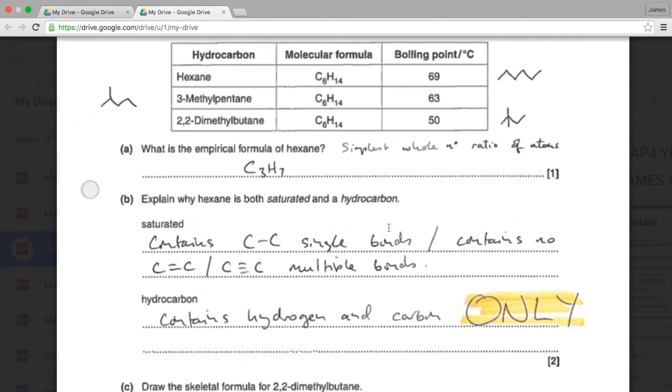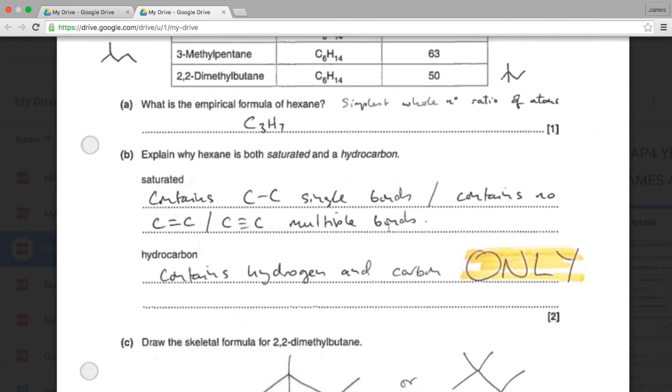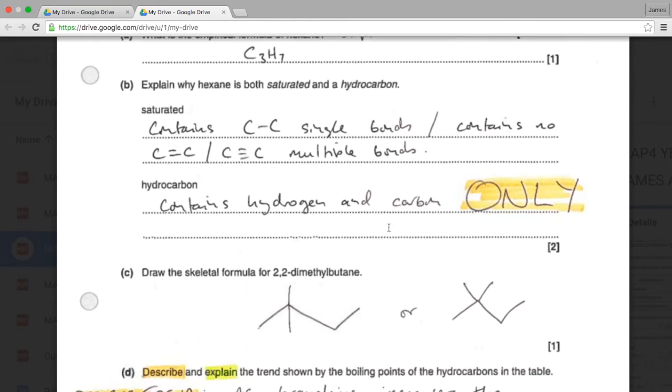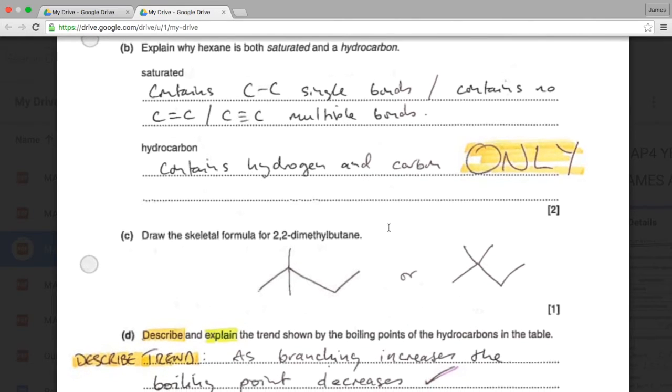Explain why hexane is both saturated and a hydrocarbon. There's two questions there. Saturated contains carbon-carbon single bonds, or you could say contains no carbon-carbon multiple bonds, so that's carbon-carbon double or triple. You could even say that carbon has its maximum amount of bonds around it. Hydrocarbon contains hydrogen and carbon only. If you miss out the word only, unfortunately, you don't get the mark.